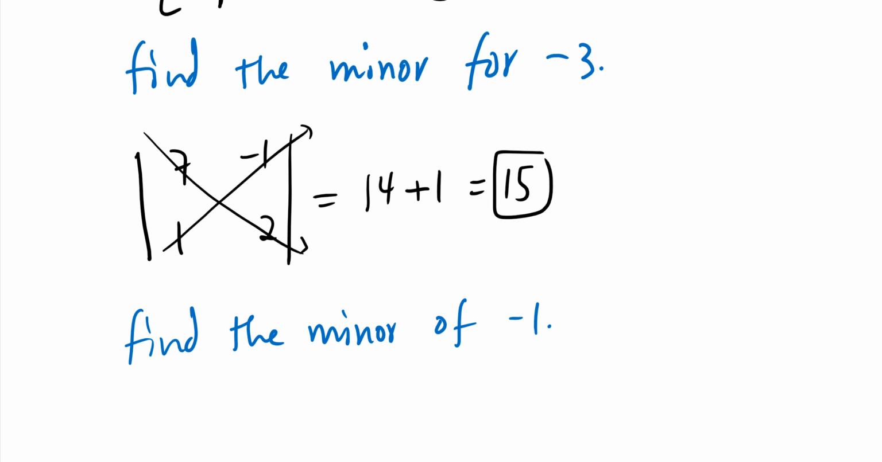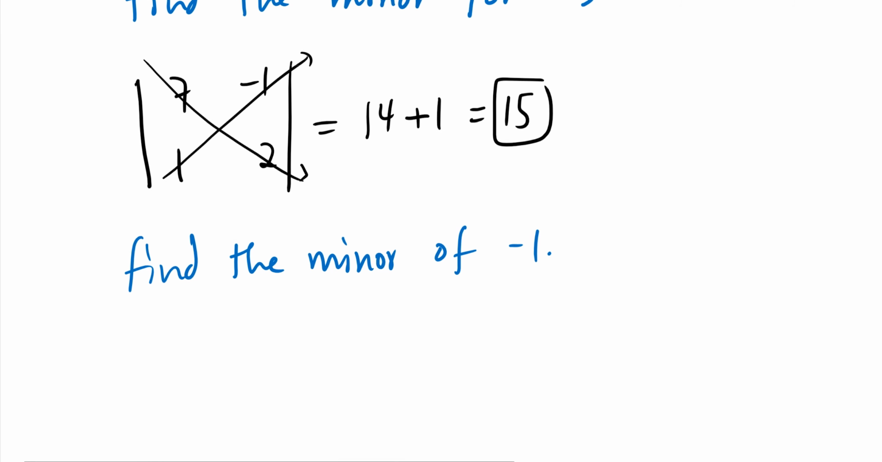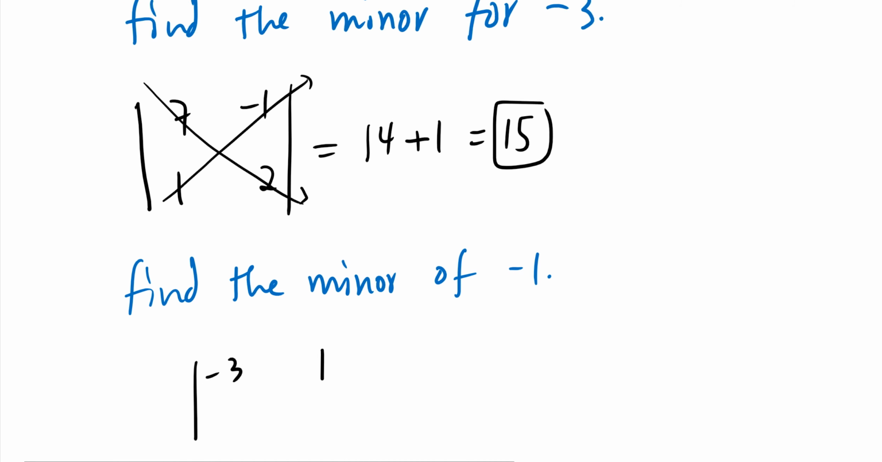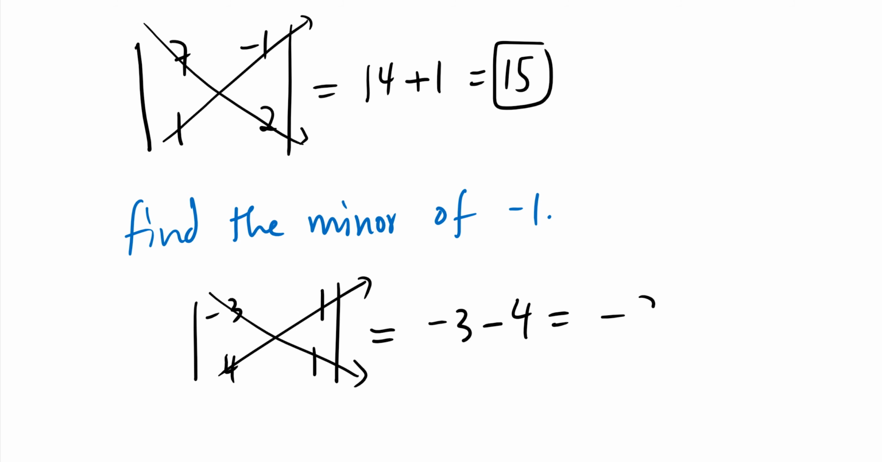So we go back to, where's -1? That's -1. We're going to cover this column and that row. What is left in there is -3, 1, and 4, 1. That gives us this times this -3 minus this times this 4. So the answer is -7. So -7 is the minor of -1.